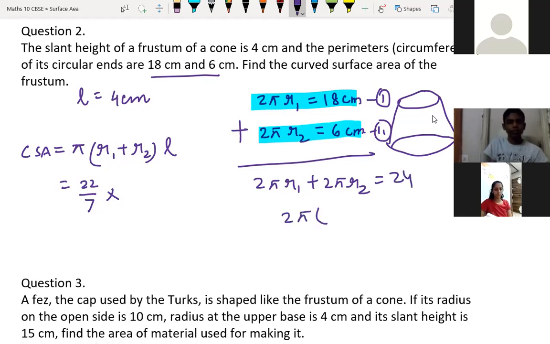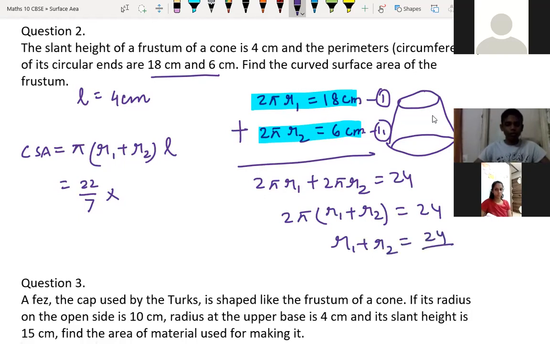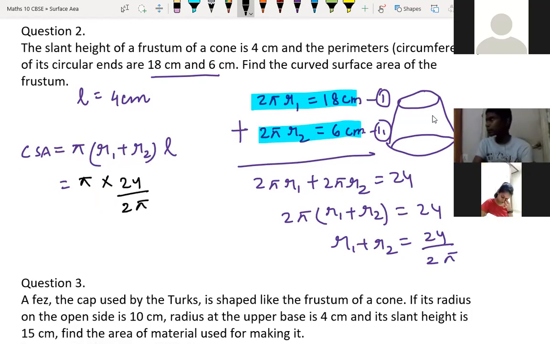So 2 pi common you take. (r1 plus r2) is equal to 24. So r1 plus r2 is equal to 24 divided by 2 pi. Now, no need to write 22 by 7 like this. Directly you can write pi. (r1 plus r2), you can write as 24 divided by 2 pi into L, 4. So pi and pi will get cancelled. 2 2s are 4. So answer is 48 centimeter square.